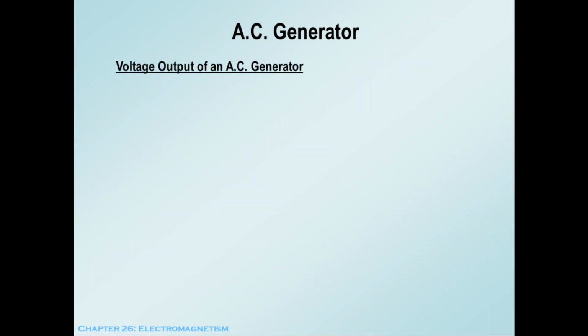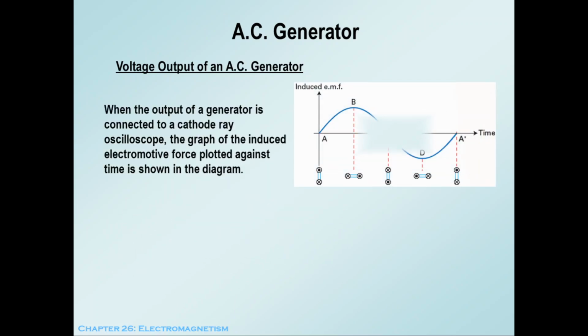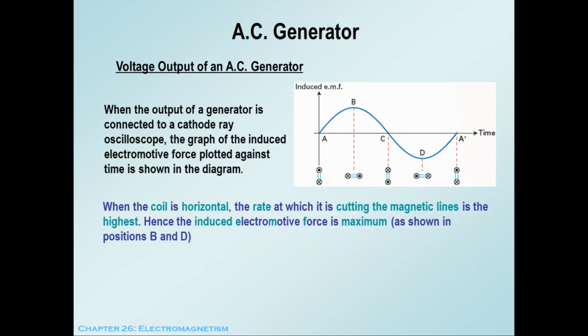Let's now look at the voltage output of an AC generator. When the output of a generator is connected to a cathode ray oscilloscope, the graph of the induced electromotive force plotted against time is shown in the diagram to the right. When the coil is horizontal, the rate at which it is cutting the magnetic lines is the highest. Hence, the induced electromotive force is maximum, as shown in positions B and D.